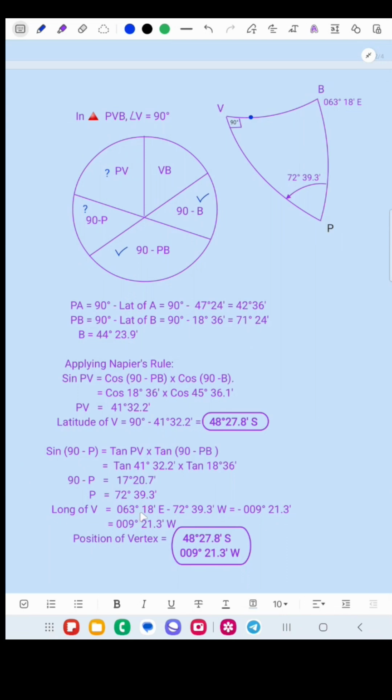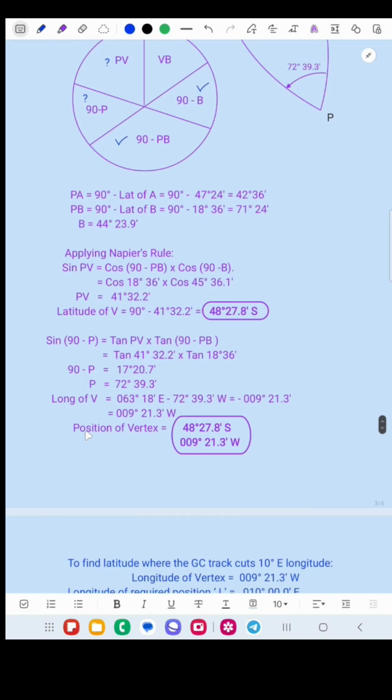The longitude of B is 63 degrees 18 minutes east minus this one, as we are going from here to here in a westerly direction. So the longitude of the vertex is equal to 009 degrees 21.3 minutes west. Finally, the position of the vertex is equal to 48 degrees 27.8 minutes south, 009 degrees 21.3 west.